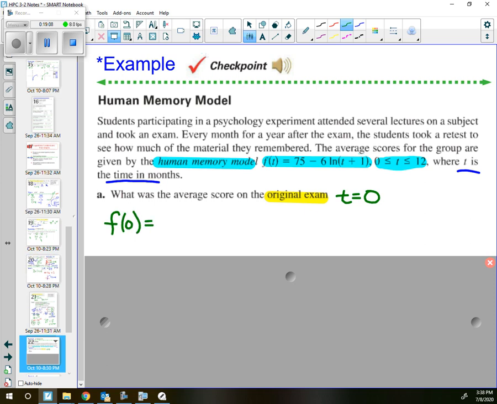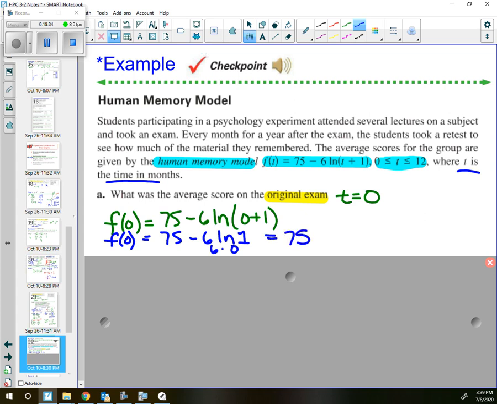So t equals 0. So 75 minus 6 times the natural log of 0 plus 1. I'm going to have you simplify that. We're actually just going to do the work here ourselves. I know you can type it in your calculator, but we're just going to see if we can do it quick here. So ln of 1. So e to what power gives you 1? Well, e to the 0 power gives you 1, so that's 0. So 6 times 0 is going to be 0, so this is just going to be 75.